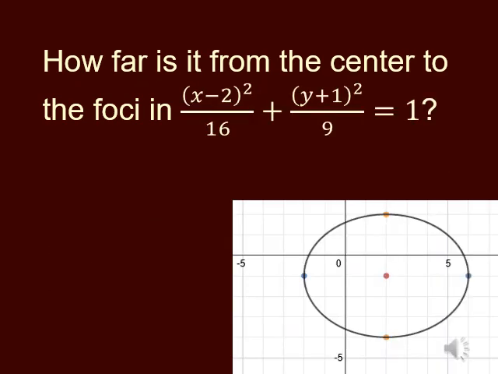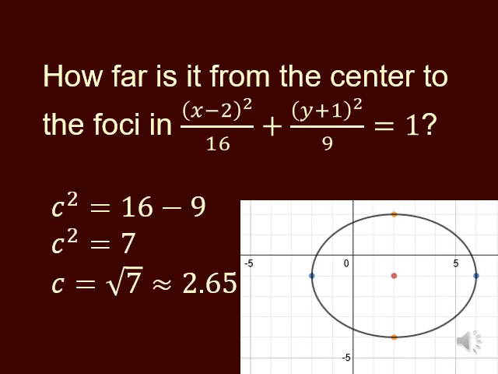And so here's another one where we want you to figure out how far it is from the center to the foci. And again, the big thing with an ellipse is you've got to subtract those numbers on the bottom. It's the opposite of what the sign in the middle says. So 16 minus 9 is 7, and that's why my answer is going to be the square root of 7.